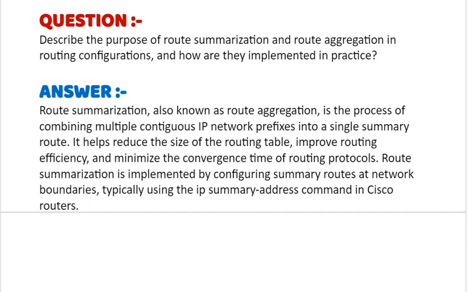Route summarization is implemented by configuring summary routes at network boundaries, typically using the ip summary-address command in Cisco routers.